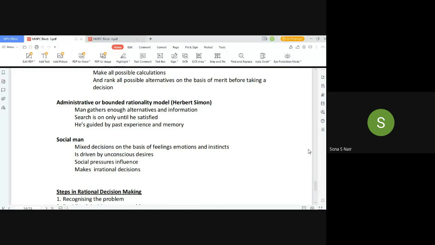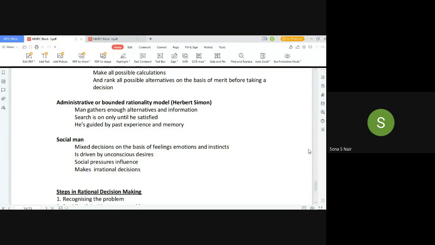Social man theory says that people make decisions on the basis of emotions and instincts. It is driven by unconscious desires, by social pressures, and this is an irrational decision. But sometimes irrationality is rational. How? If you want to buy a gift for a family member, for your parents, there you're not going to actually look at all the rational things. Possibly you know that the person for whom you're going to buy the gift likes a particular color or likes something, and the gift would be according to the tastes of that individual. So there the social man angle comes in.